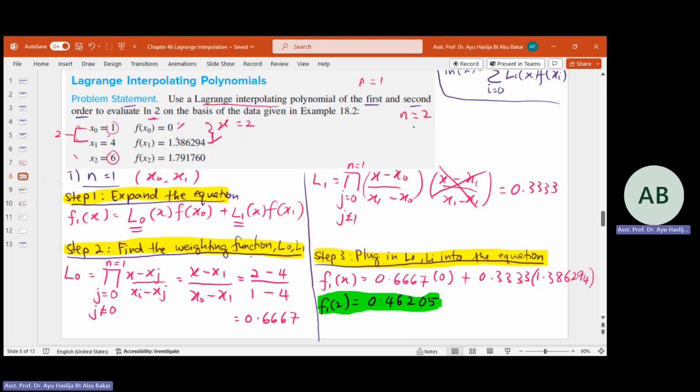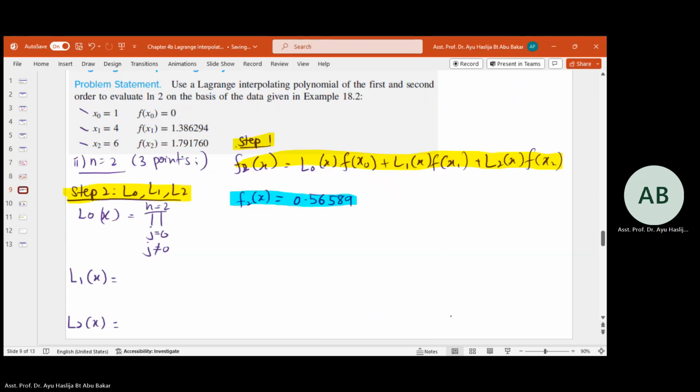Then try when n equals 2. N equals 2, you need 3 points. So step 1, expand the equation first, because you should know which L, until which L, is involved. So here expand L0, L1, L2. It involves 3 weighting functions.